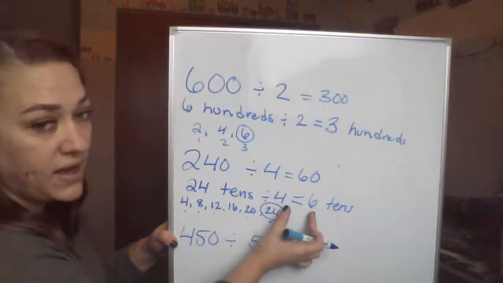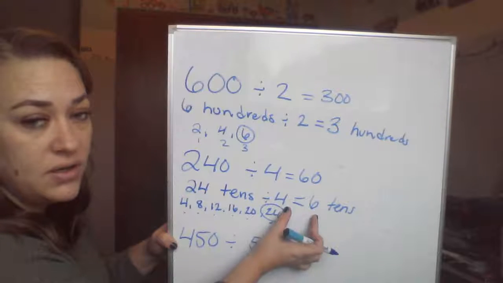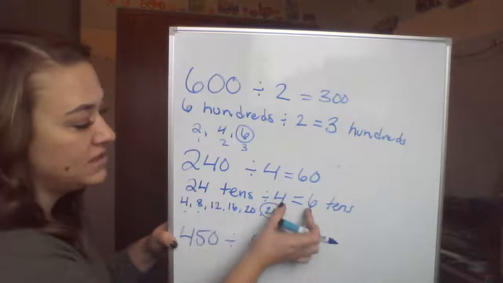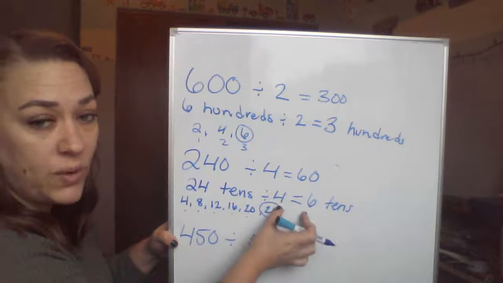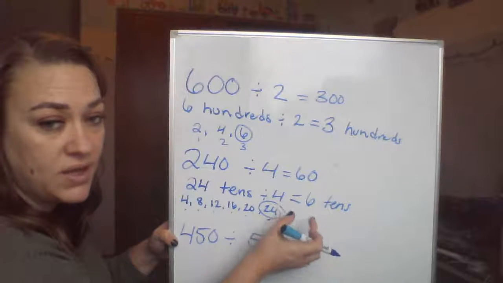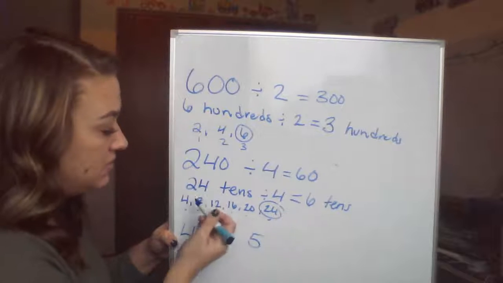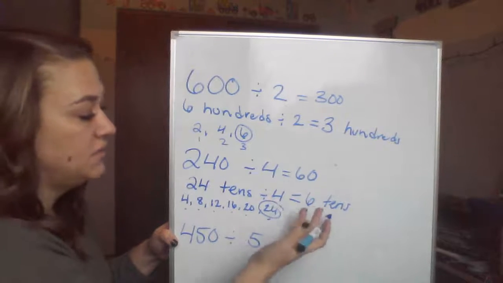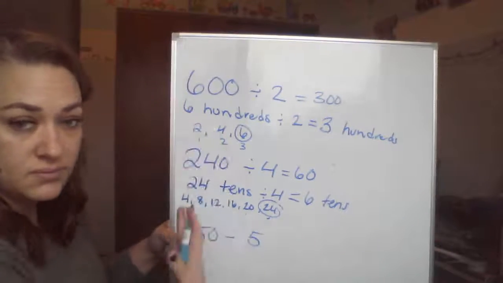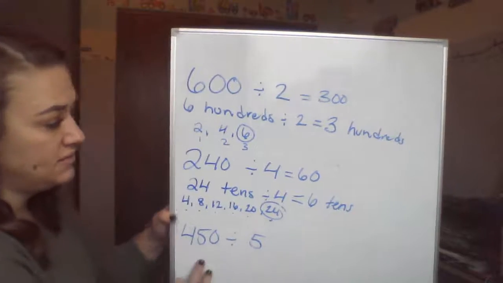This is basic facts right here. 6 times 4 gives us 24. That's something that we want to be automatic. We want that to come quickly. Okay? We want that to be normal. So we should be able to look at this, oh, 24 divided by 4, I know 6 times 4 is 24. And then you're able to get that 6 tens.